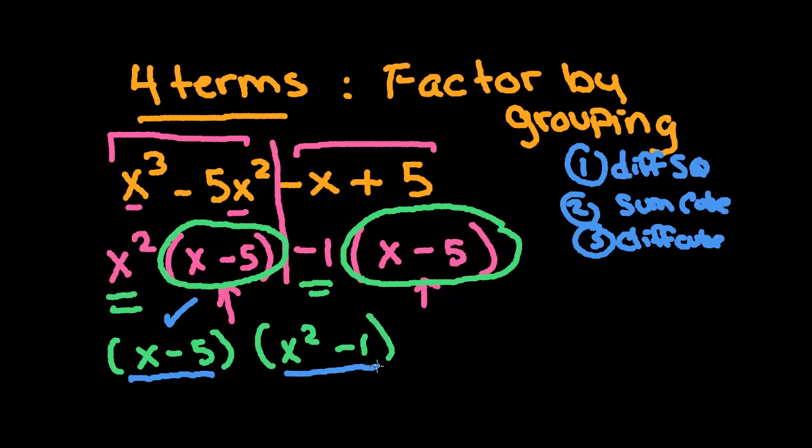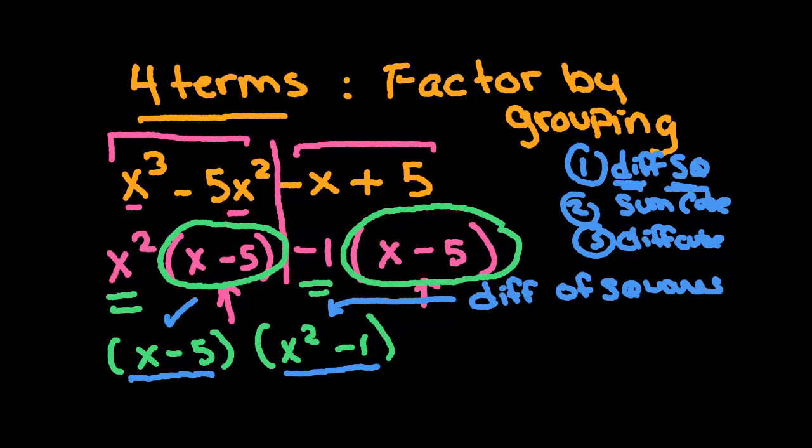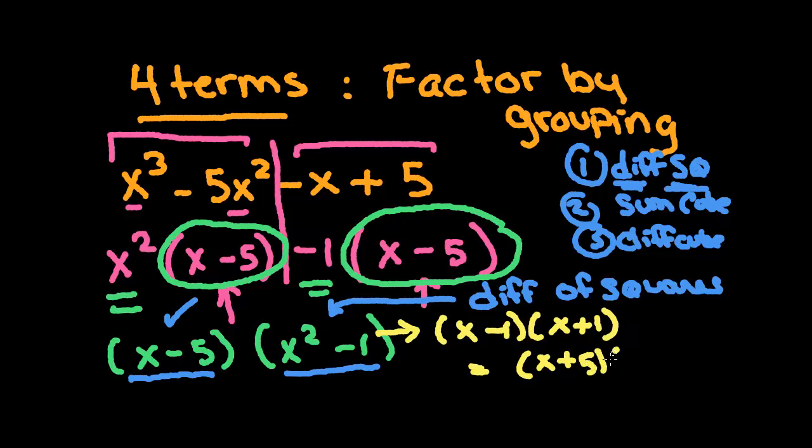So I move over to this guy. I see an x squared. That makes me think of squares. I see a minus. That makes me think of difference. And 1 always fits all three of these. It can be a square or a cube. So this is a difference of squares, so I can factor him further. I am going to factor this guy as x minus 1, x plus 1. So that means my entire answer is x minus 5, x minus 1, x plus 1.